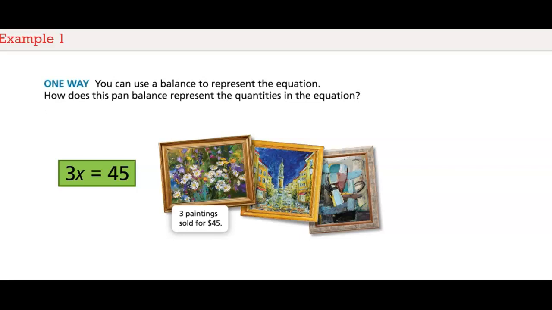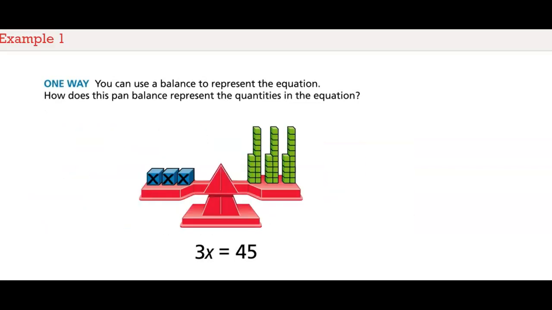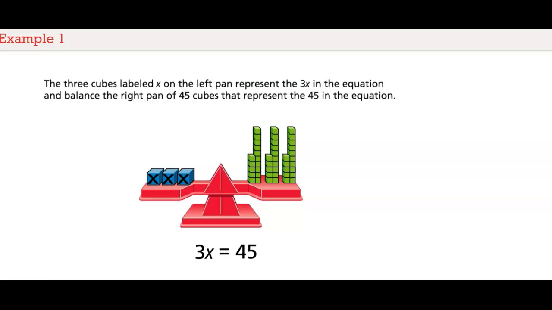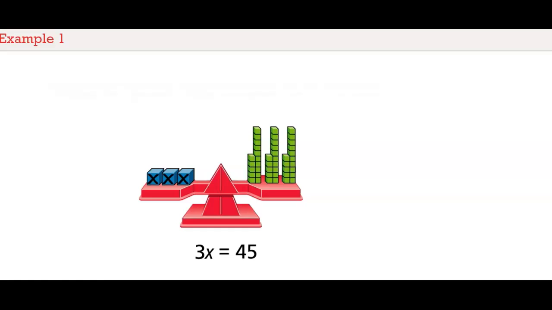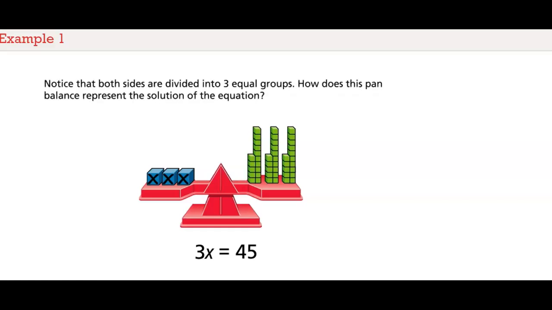One way to represent the equation is to use a balance. How does this pan balance represent the quantities in the equation? The 3 cubes labeled x on the left pan represent the 3x in the equation and balance the right pan of 45 cubes that represent the 45 in the equation. Notice that both sides are divided into 3 equal groups.